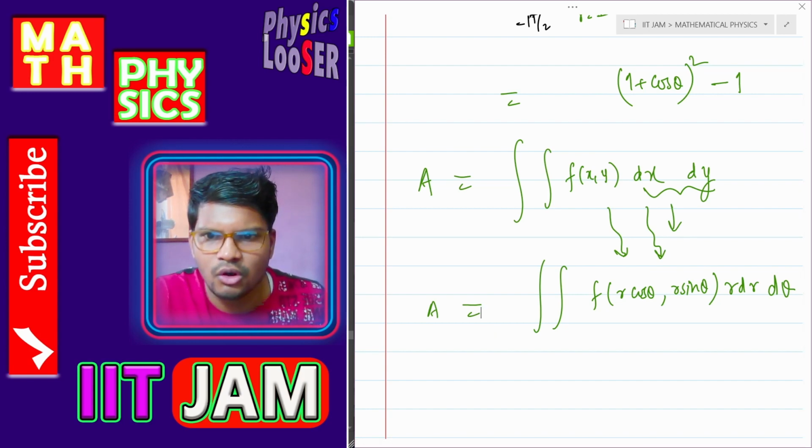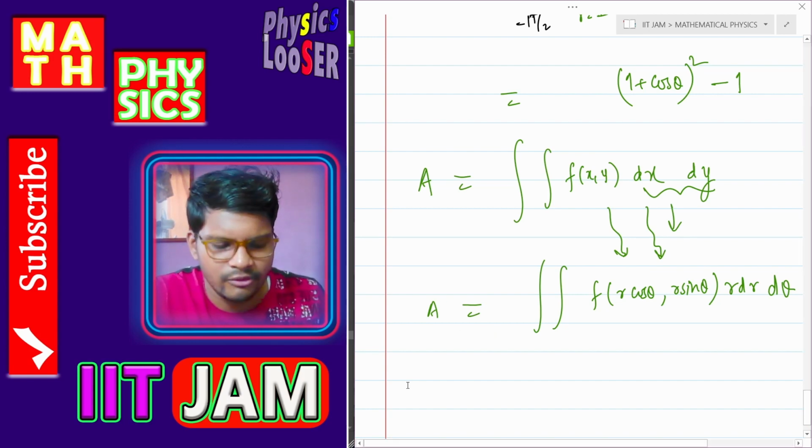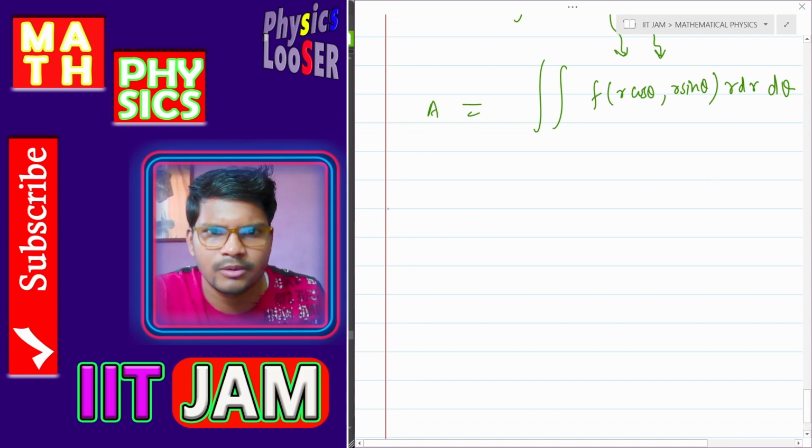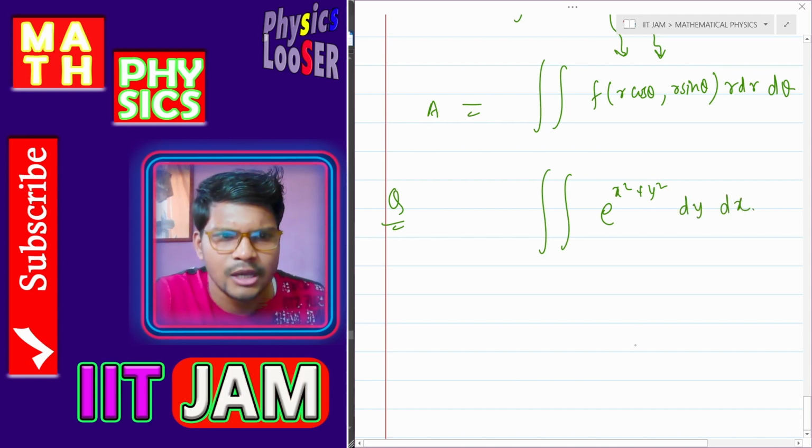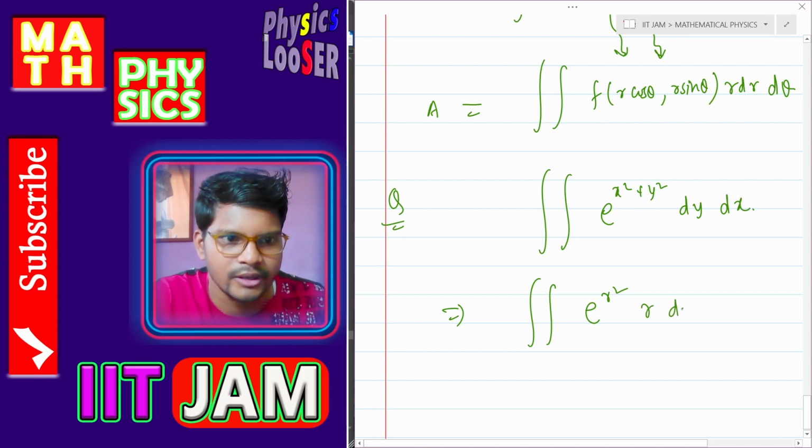Okay, in order to evaluate, I'm going to take one particular example. For example, you have this one, e to the power x square plus y square, dy times dx. Now you may see that e to the power x square is again very difficult. So I can just write x square plus y square. If I put x as r cos theta and y as r sin theta, therefore r square, and dy dx will give you r dr d theta.